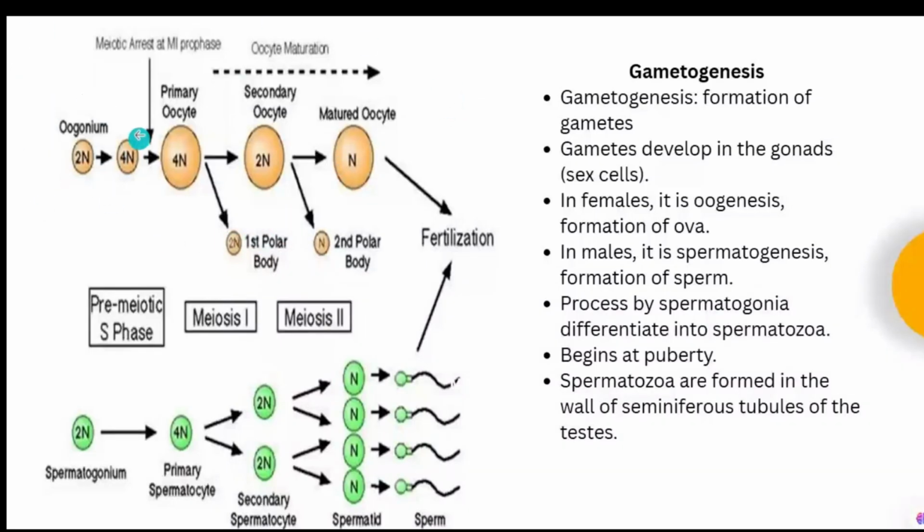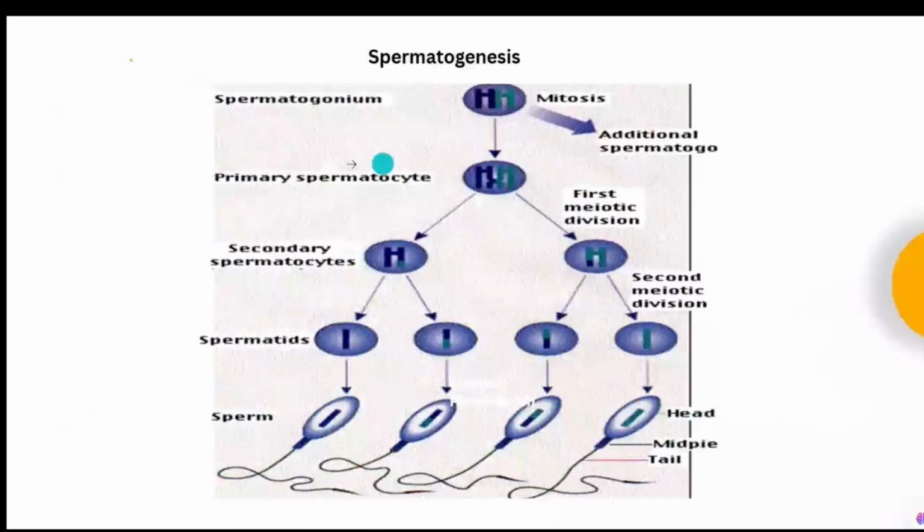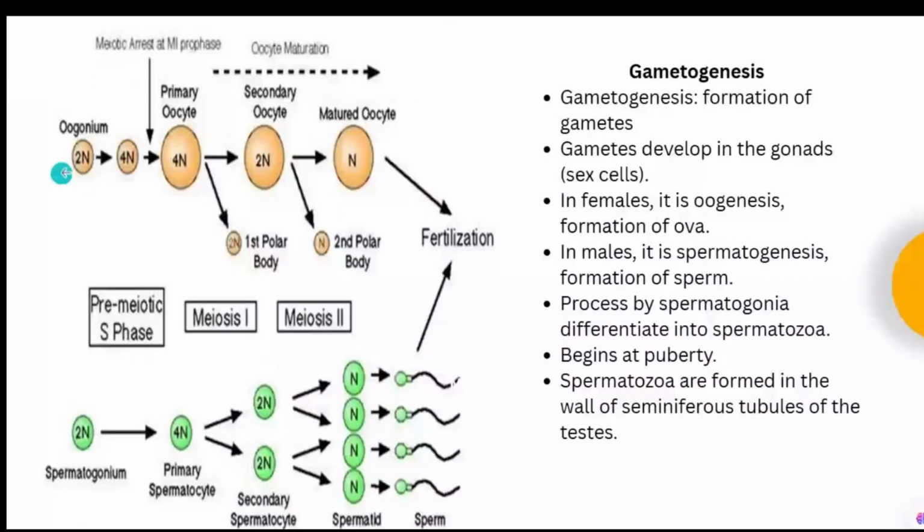So the basic cell here is the oogonia. This oogonia will give rise to only a single ovum, while in the previous slide, the spermatogonia gives rise to multiple sperms. These oogonia will undergo initial mitosis, and after that they will undergo the first meiotic division. There will be arrest at prophase 1 in the primary oocyte.